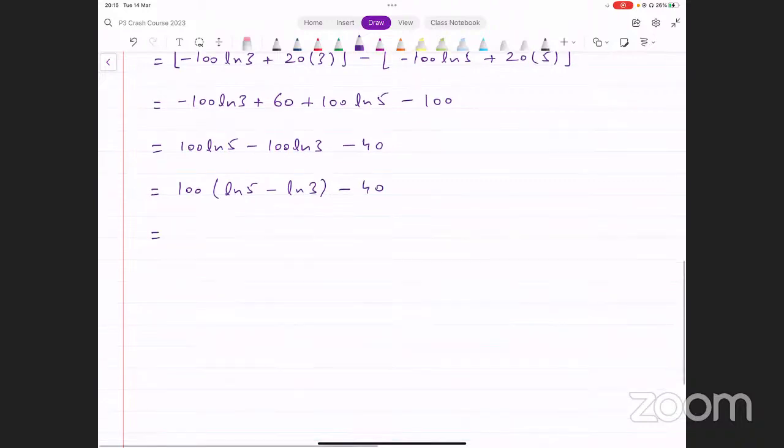Okay. And now on this thing, we could apply the division law. We have subtraction outside the log. Inside the log, it's going to become division. So it's ln of 5 over 3 minus 40. That's going to be the exact value that you get from this. 100 ln of 5 over 3 minus 40.